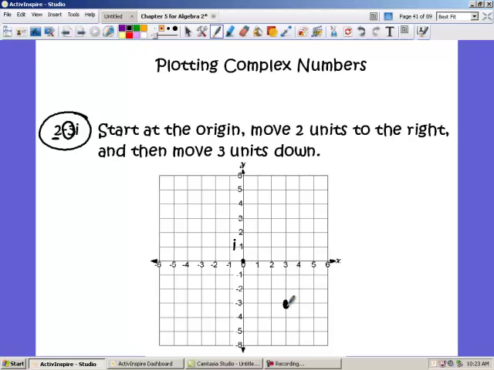And we want to label this a plus bi, which would be 2 minus 3i. There's the point. Very easy thing to do.